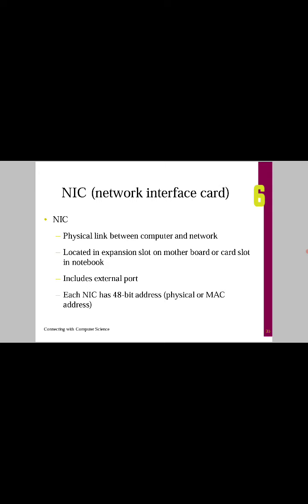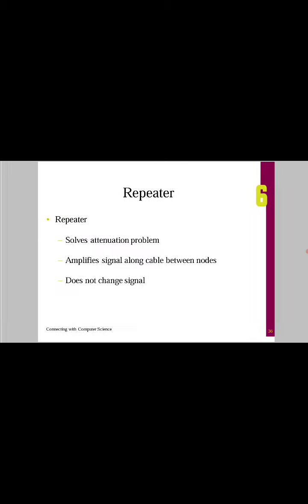The first one is the NIC, network interface card, the physical link between computer and network, located in an expansion slot on the motherboard or a card slot in a notebook. It includes external ports. Each NIC has a 48-bit address, the physical or MAC address. So NIC means network interface card or network card.